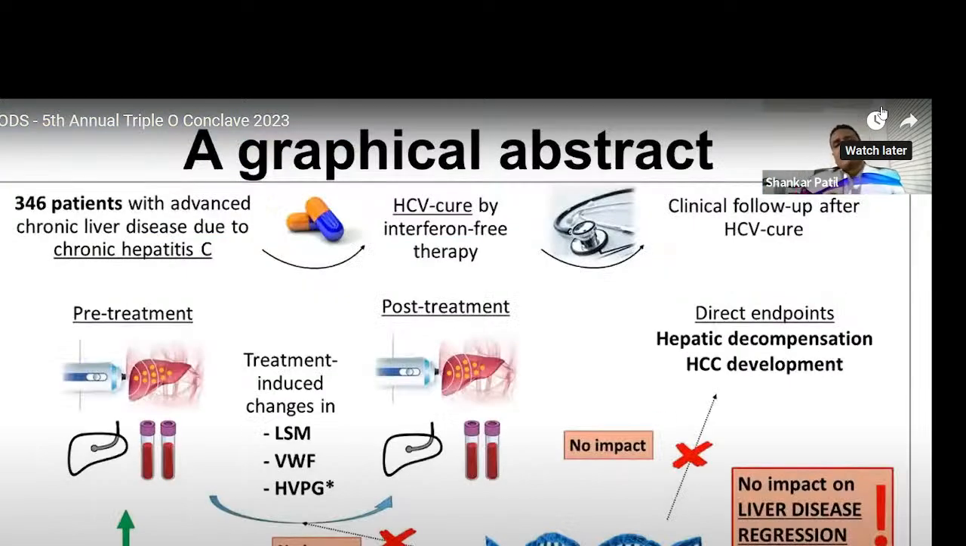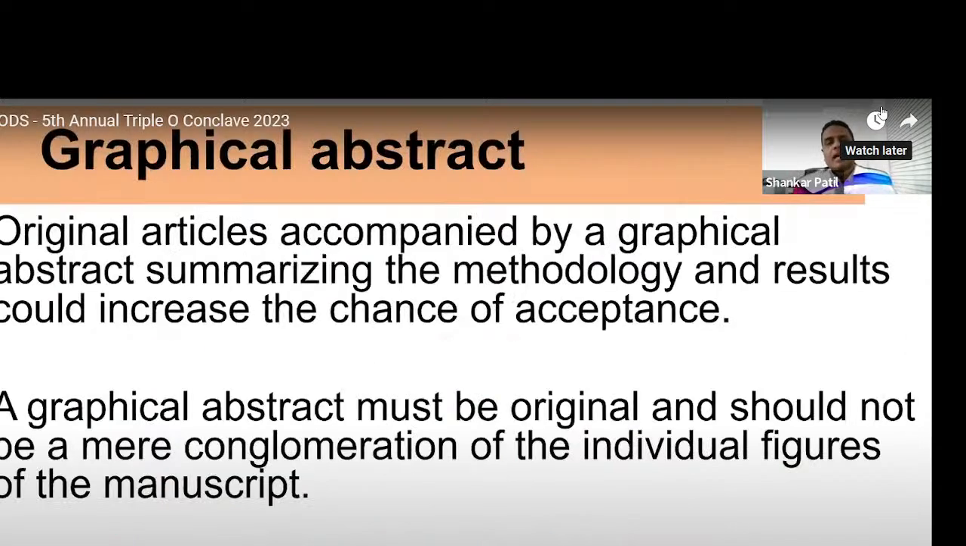And whenever you submit an article, a graphical abstract is very, very important. A graphical abstract is a gist of the complete study. So if, apart from the article, you submit a graphical abstract, it will give a complete overview of what research you are doing. Then your chances of manuscript acceptance will be high.